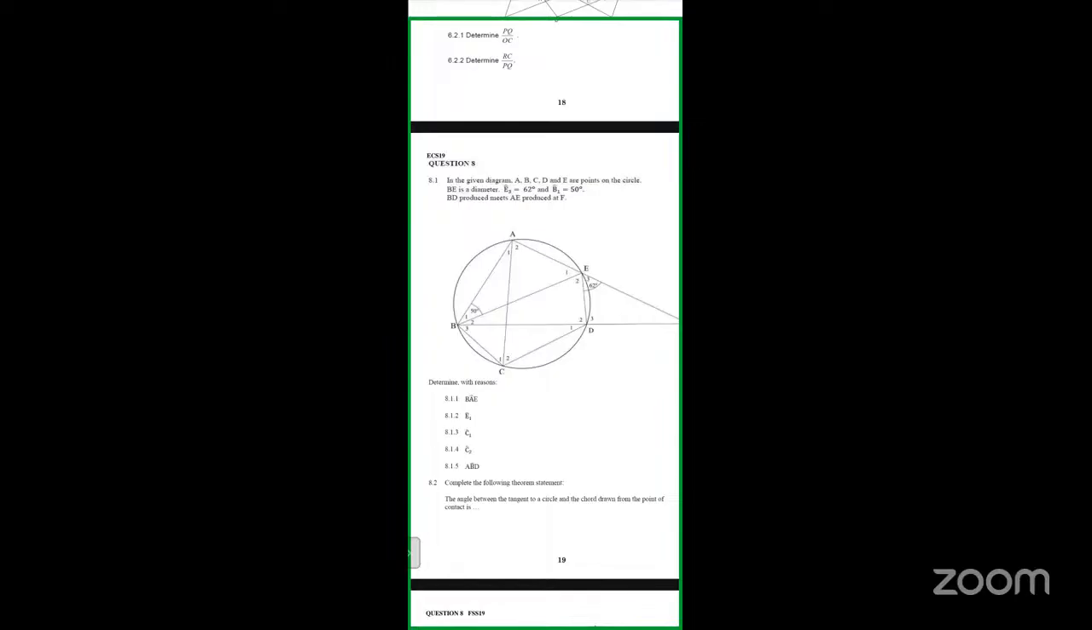So we have this question right here in the given diagram. A, B, C, D, and E are the points on the circle. And BE is the diameter. Oh, is it? Okay, but you don't have a center. Okay, but it's a diameter. And the angle E3 right there is 62 degrees. Okay, and the angle B1 right there is 50 degrees. Then BD is produced meets AE.